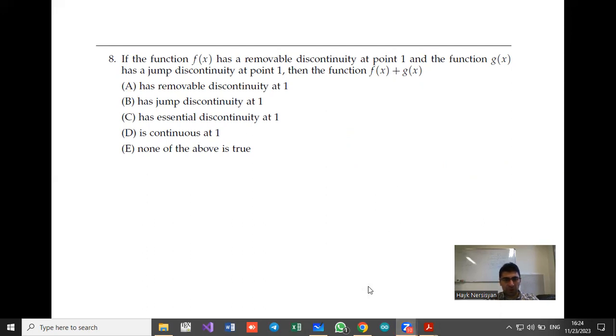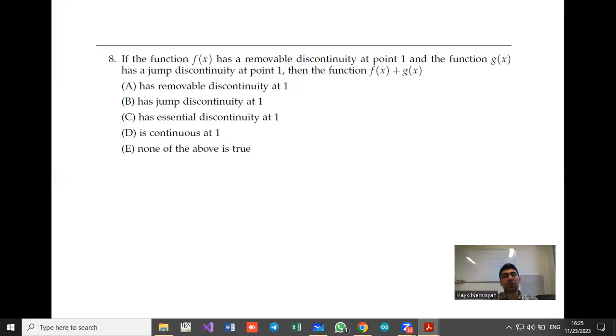Let's move on to the next question. Can you please explain the essential discontinuity? A function has an essential discontinuity at point 1 if either limit is infinity from right or from left, or the limit doesn't exist. For jump discontinuity, we have finite sided limits but different values. For essential discontinuity, either one, maybe both, tends to infinity, or a sided limit doesn't exist. So typically we have the infinity case.